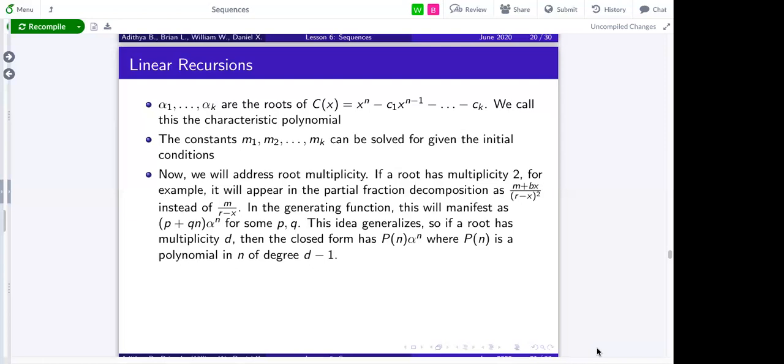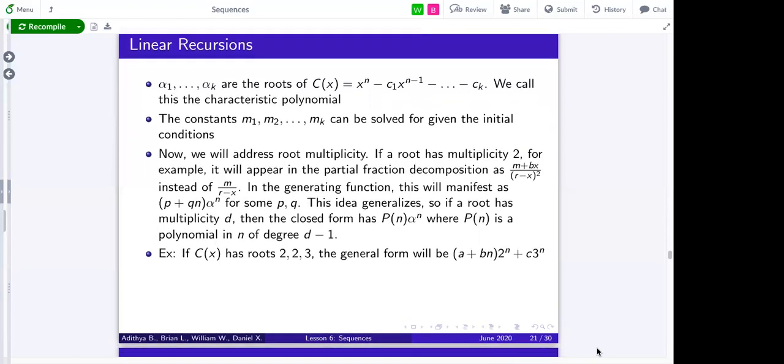So let's have a short example. If, say, c of x has roots 2, 2, and 3, then the general form of the recursion is going to be of the form (a plus bn) times 2 to the n plus c times 3 to the n, because 3 has multiplicity 1 and 2 has multiplicity 2. So now that we've derived the general form for all linear recursions, let's see how we can apply it to some contest problems. And Brian will take over.